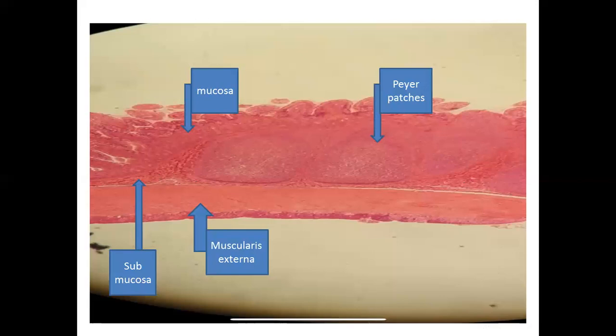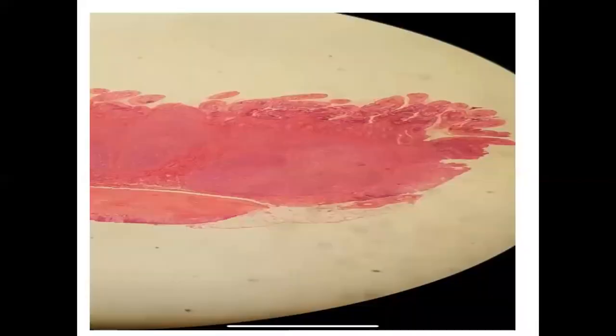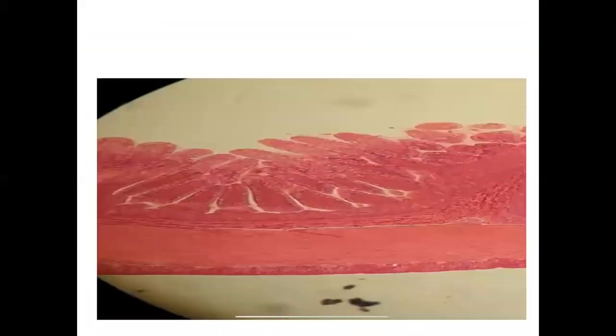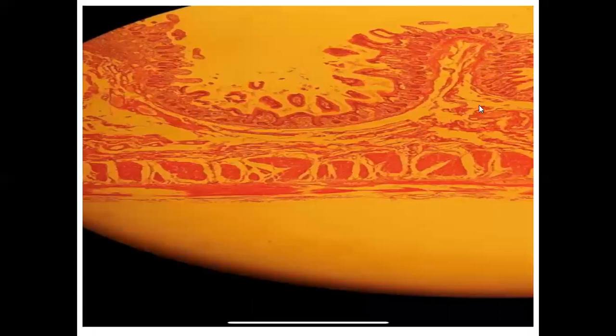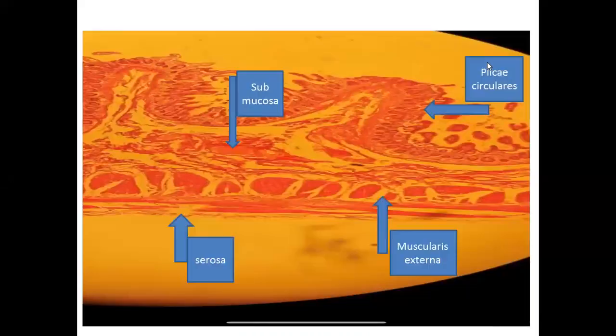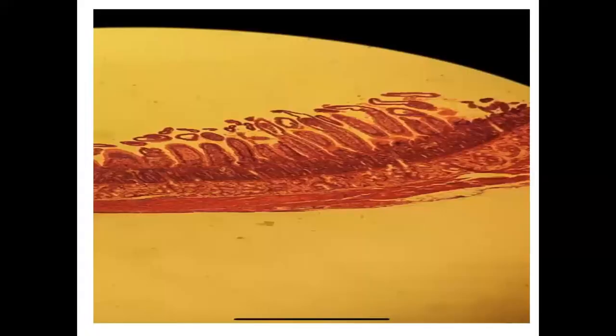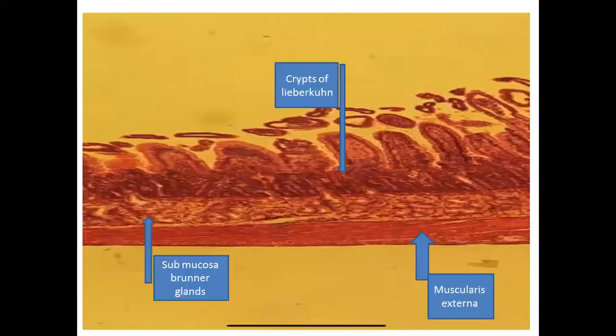At the ileum we have Peyer's patches at the lamina propria with the submucosa. At the jejunum we have the plica circularis, and it looks like a tree. This is very clear. And at the duodenum we have the Brunner glands, located at the submucosal layer. These are the features that let us distinguish one part from another.